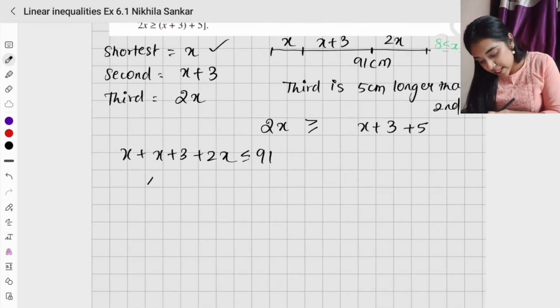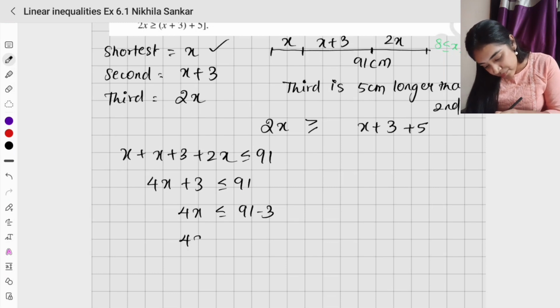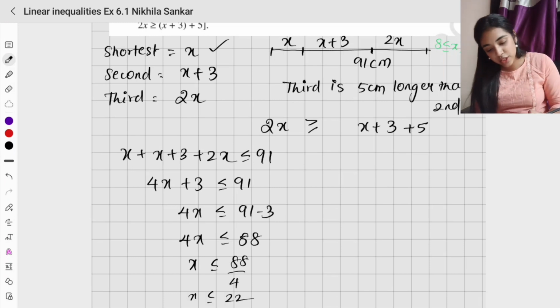So what am I going to do? 2x plus x is 4x plus 3 less than or equal to 91. 4x less than or equal to 91 minus 3. 4x less than or equal to 88. So x is less than or equal to 88 divided by 4. x is less than or equal to 22. So this is one equation. What is my next equation?